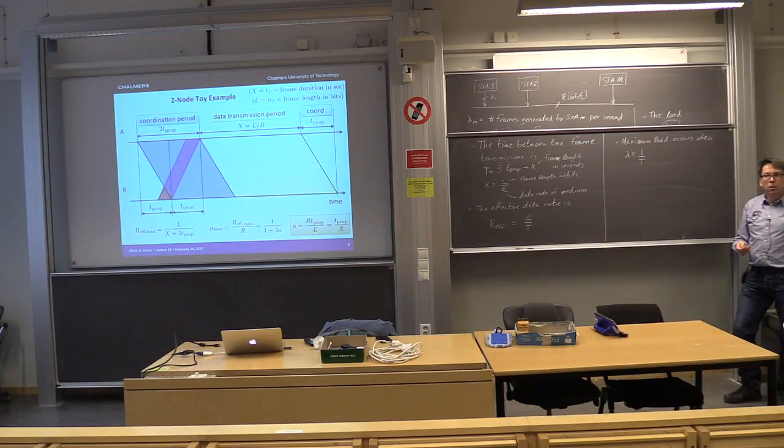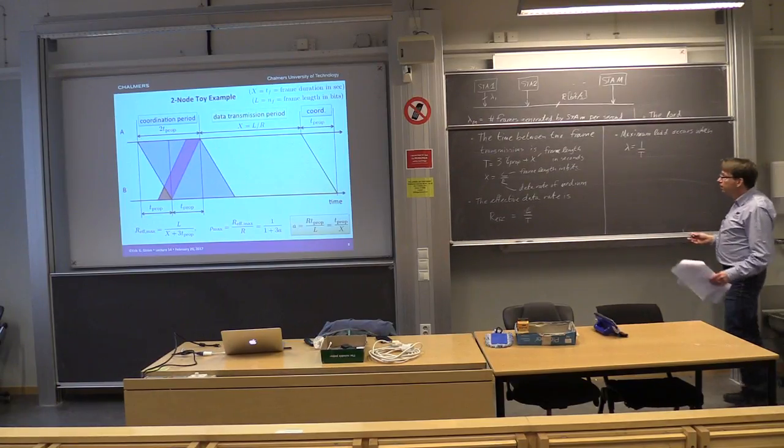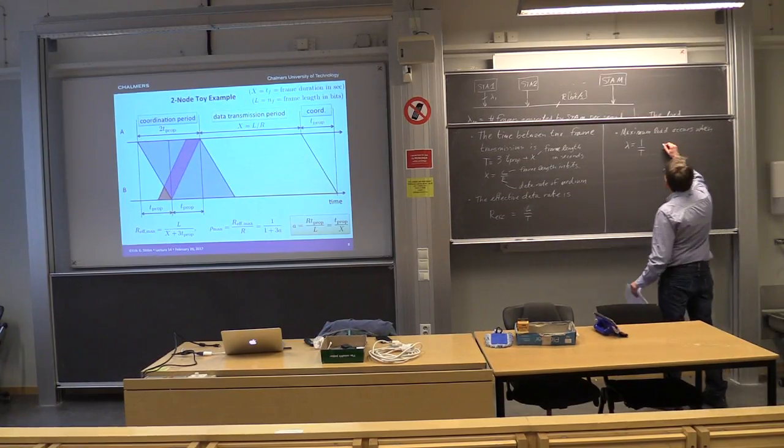Okay. So that's the maximum number of frames we can generate and still be able to transmit them on time, right? We can buffer them, but then the buffer will overflow. So this is the maximum rate we can transmit with. Frames per second then.